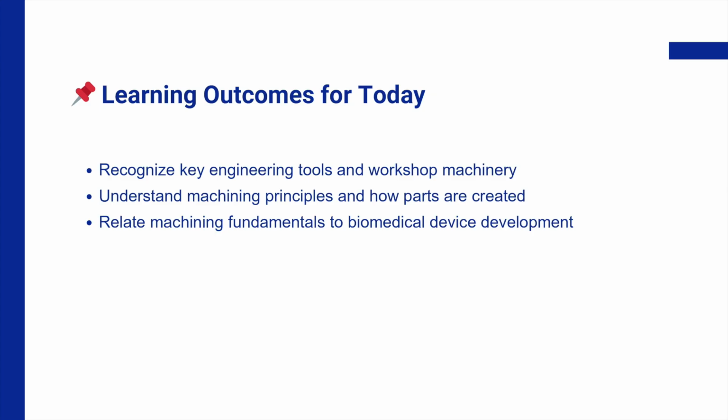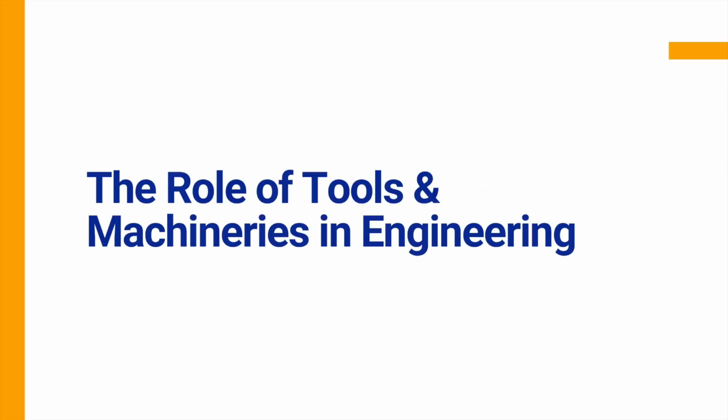Now let us move into the first main part of this lecture, which is the role of tools and machineries in engineering. In this section we will focus on why engineers need to understand tools and machines, and how these elements support the entire engineering design and manufacturing process.